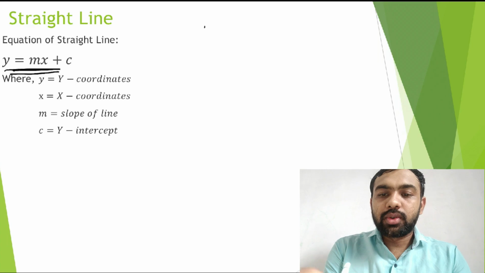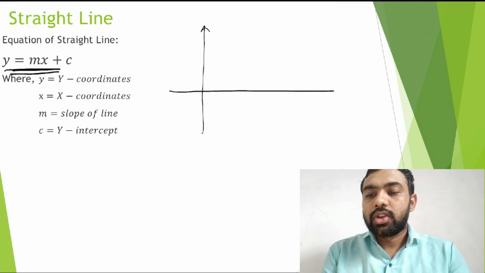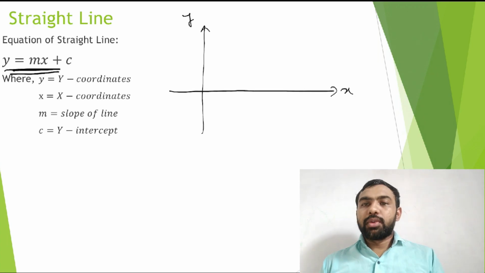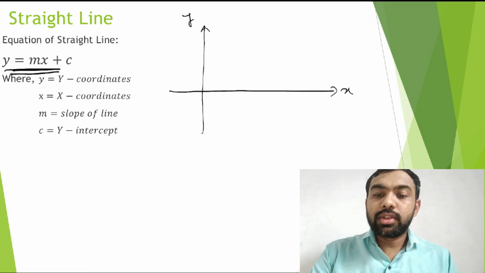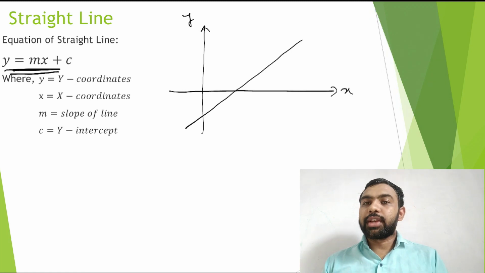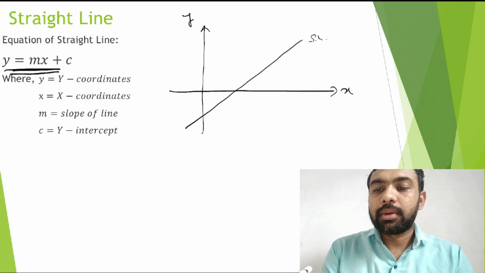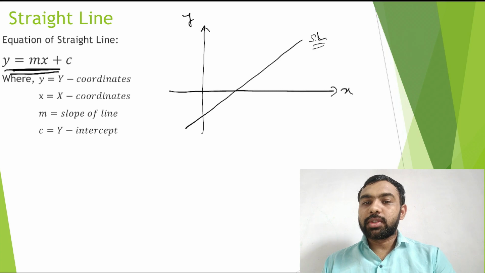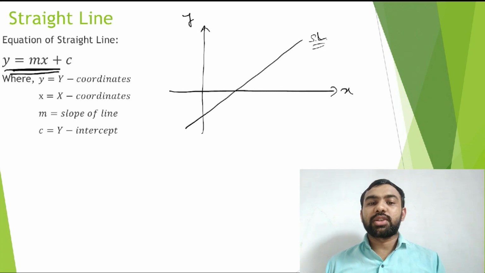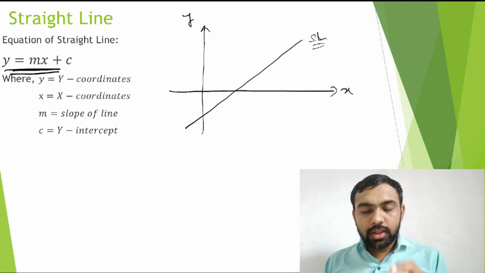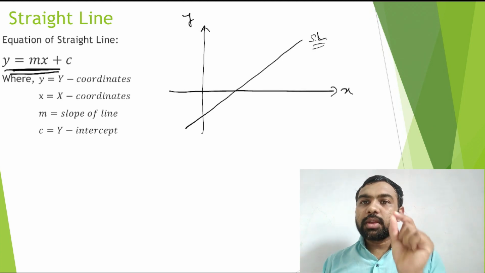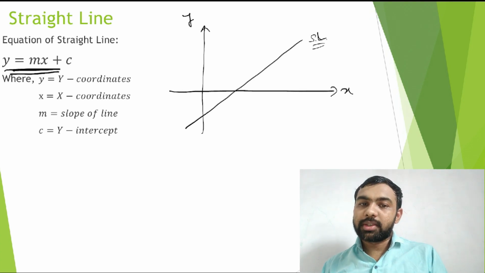For an example, you just draw the two coordinate axes, x and y, and you just draw any straight line. Suppose it is a straight line. Do you understand? So we call it a straight line. So how do we write the equation of this straight line? y is equal to mx plus c. All straight line equations must follow this relation, y is equal to mx plus c.